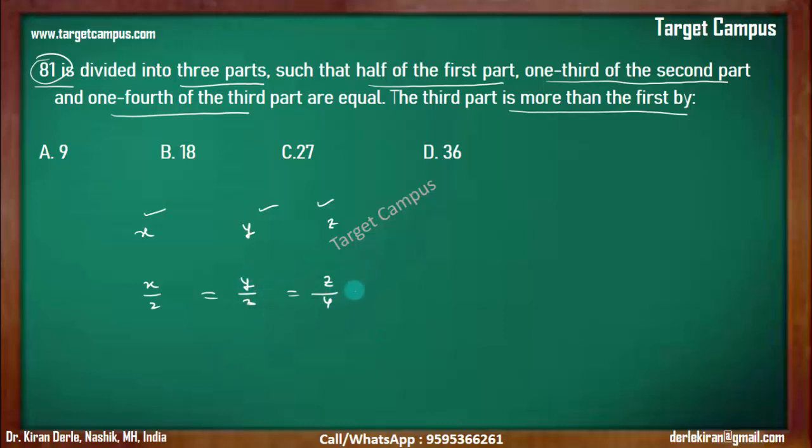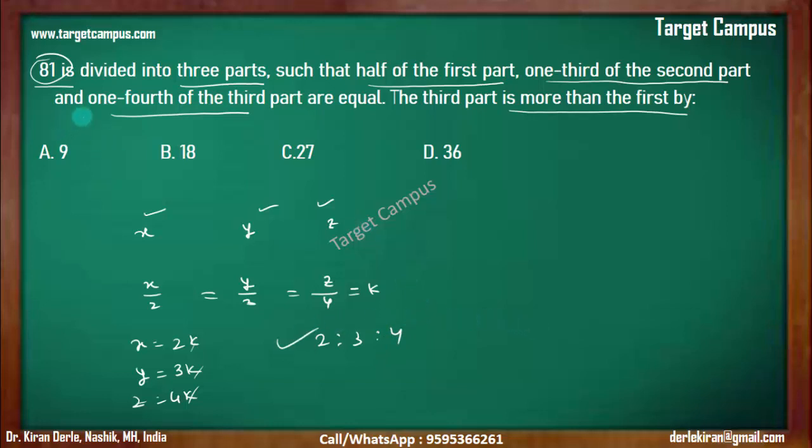We'll calculate the ratio. So let's say this is equal to k. This is equal to k. So x upon 2 is equal to k. So x is equal to 2k, y is equal to 3k, and z is equal to 4k, right? So what is the ratio of x, y, z? Ratio is nothing but 2:3:4. This is the ratio, right?